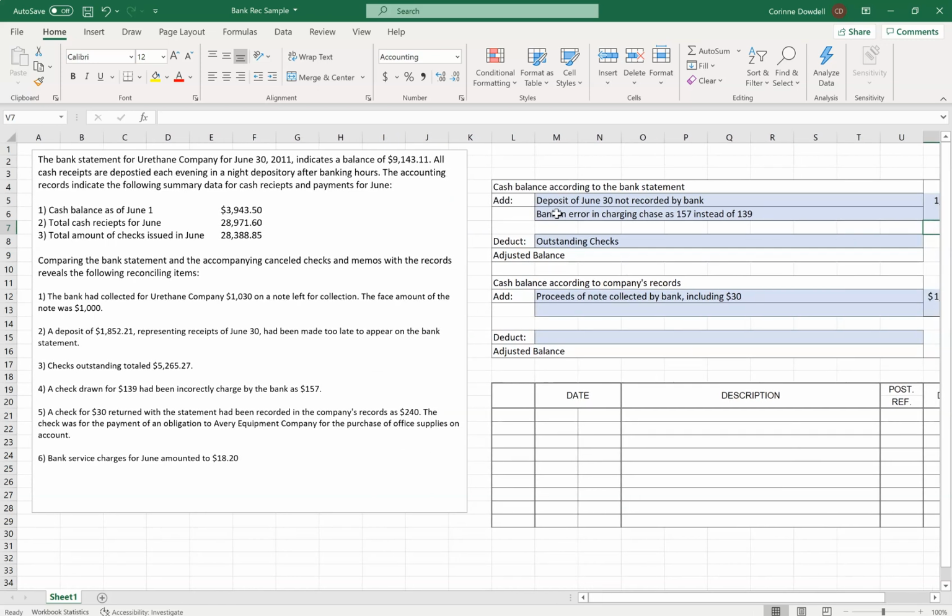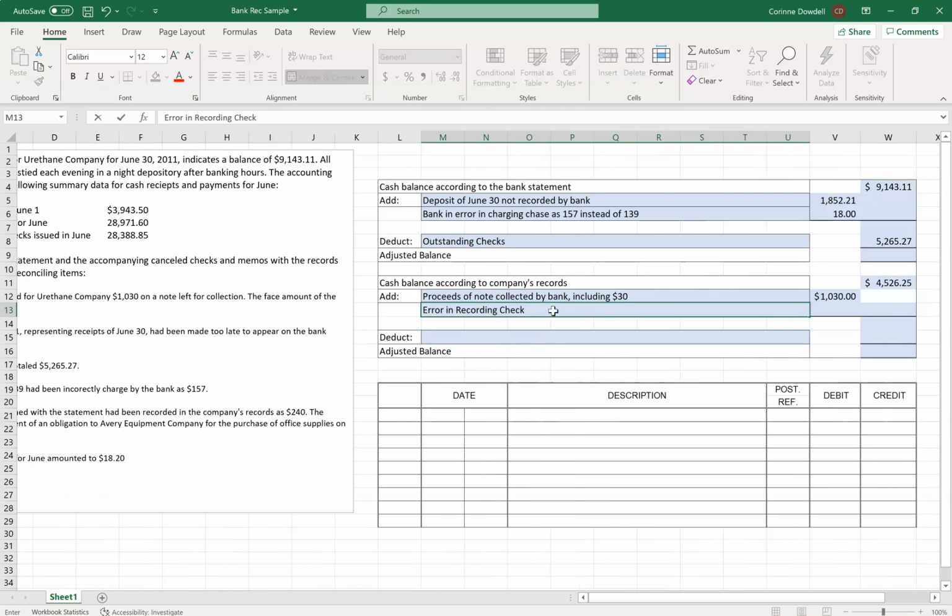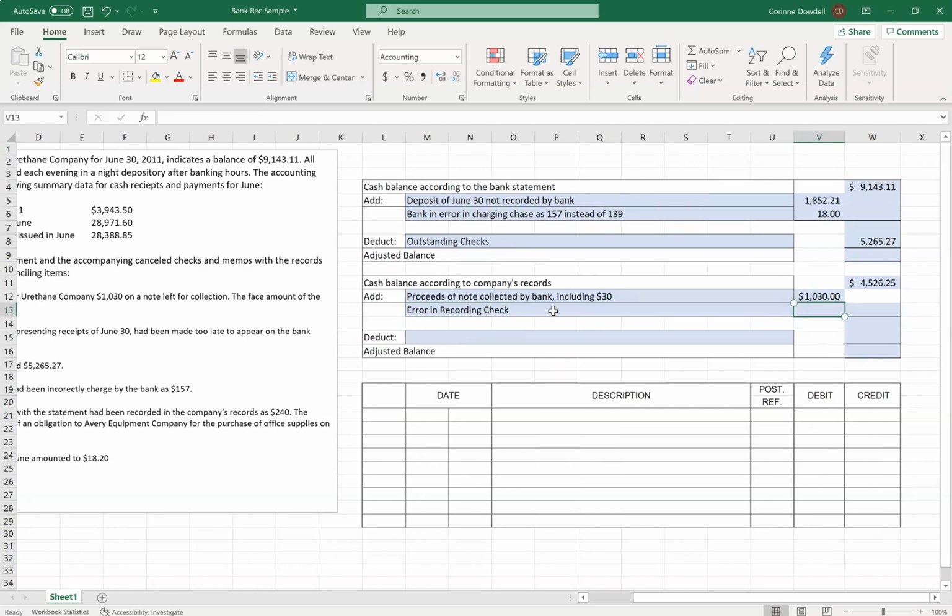All right, a check for $30 returned with the statement had been recorded in the company's records as $240. The check was for payment of an obligation to Avery Equipment Company for the purchase of office supplies on account. So this is an error we made. We recorded a check saying it was for $240, but it was really only for $30. That means we are stating we have $210 less than we actually do. So that's going to go here, error in recording check, and it's going to be the difference between the 30 and the 240, which is 210.